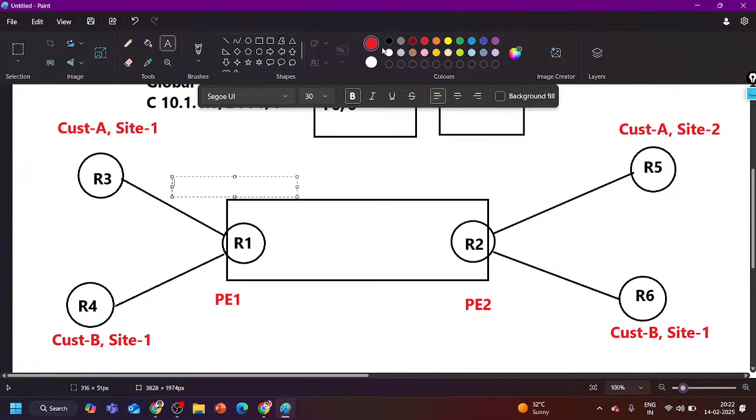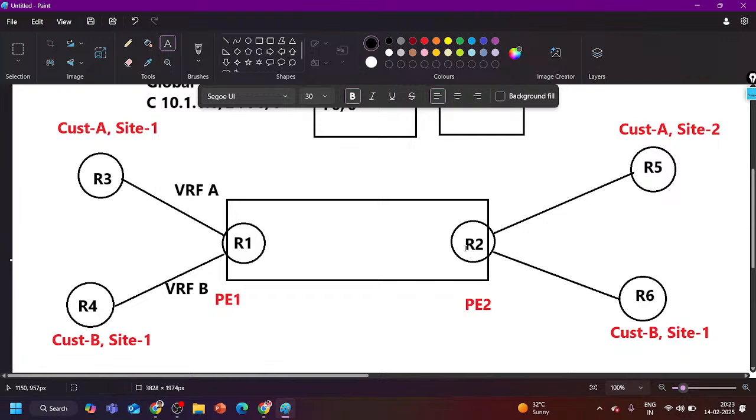With the help of VRF. Simply here I will create one VRF, VRF A, and in VRF A I am going to assign the interface which is connected to customer A, and here I will create another VRF, and I will assign the interface which is connected to customer B to that VRF. Now router 1 needs to share the prefixes of customer A side 1 and customer B side 1 to router number 2.